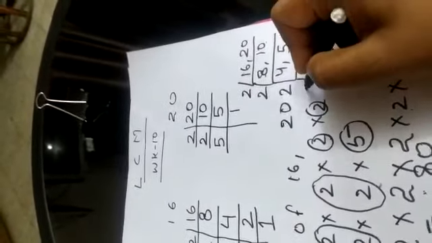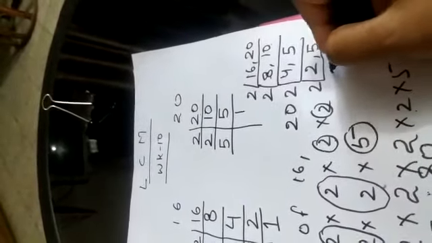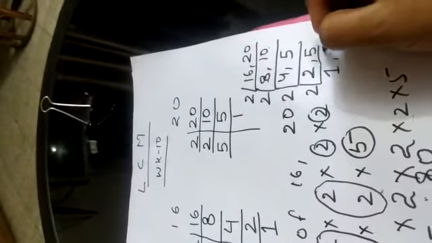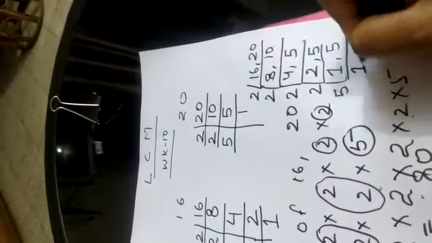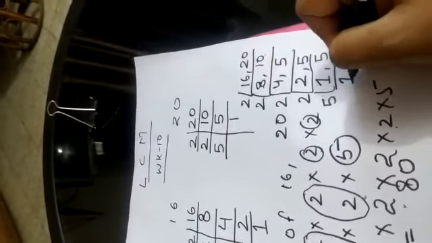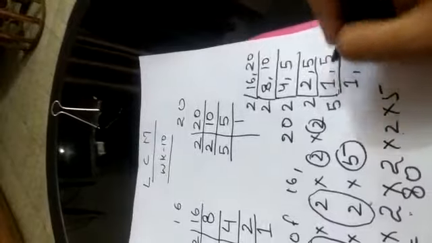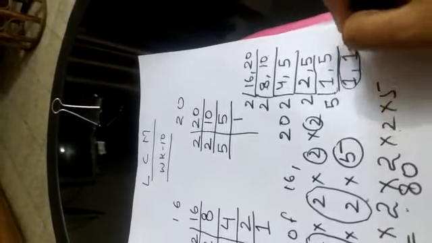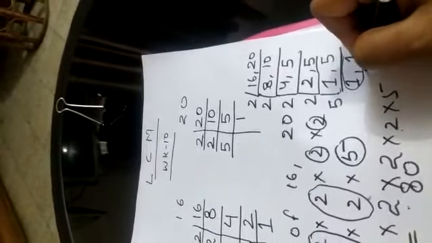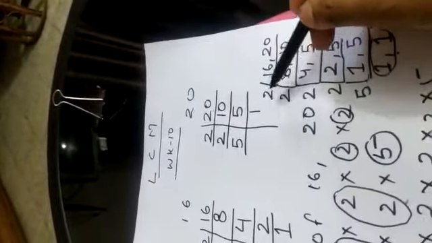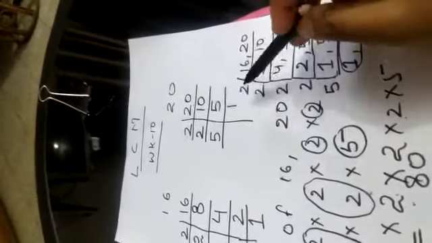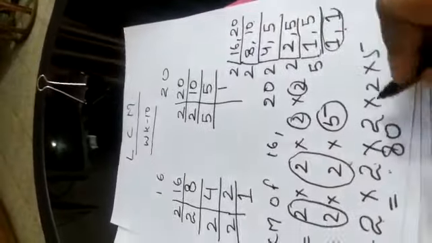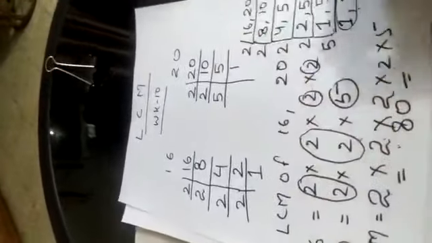Now again we divide by 2. 2 ones are 2, but 5 will not be divided by 2, so I write 5 as it is. Now I divide by 5: 5 divided by 5 is 1, and the other 1 I write as it is. At last we get 1, so we stop the further division. So here 2 into 2 into 2 into 2 into 5. See, the same LCM has come, 80. Both methods you can use.